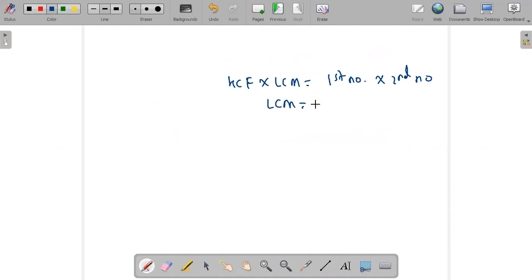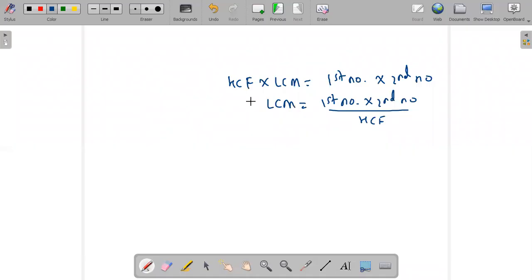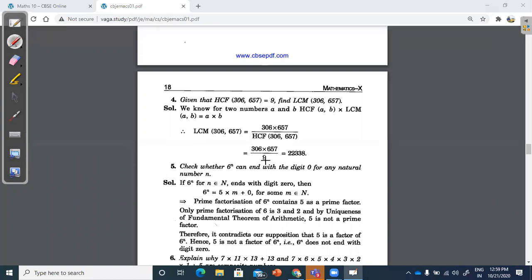So what is the LCM? LCM will be the product of the numbers divided by HCF. Right? So the product of the numbers 306 into 657 divided by the HCF. So here HCF is already given to us as 9. So I'm going to do this. Now it is better that you cancel. Don't multiply and then divide. You can cancel either this or this by 9.